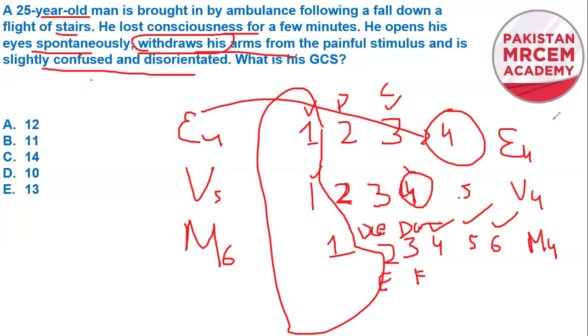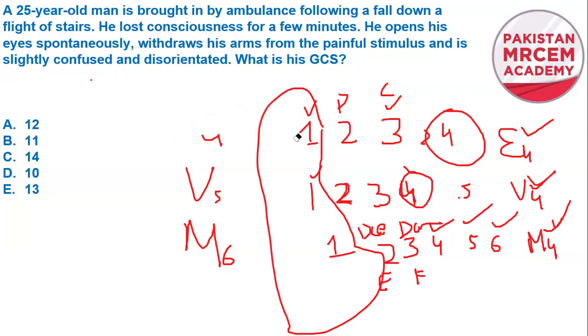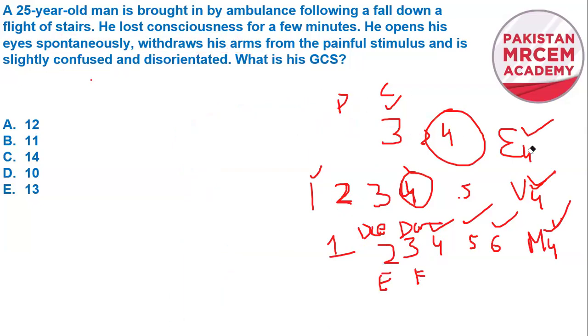But in this scenario, eyes open spontaneously, withdraws arms, and confused. So our answer would be 12, right? I hope it is clear now.